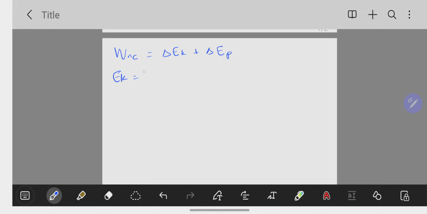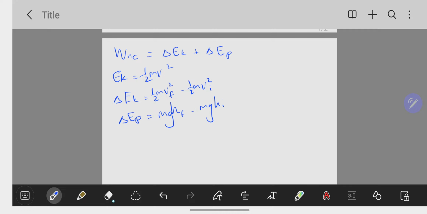So we know that kinetic energy is 1/2 mv squared, which means change in kinetic energy is basically the final minus initial. So it's going to be half mv squared final minus half mv squared initial. Now same thing with potential energy. The change is going to be mgh final minus mgh initial. Okay, so that's what we're going to be writing down on the right hand side.